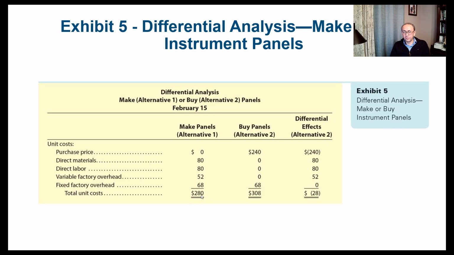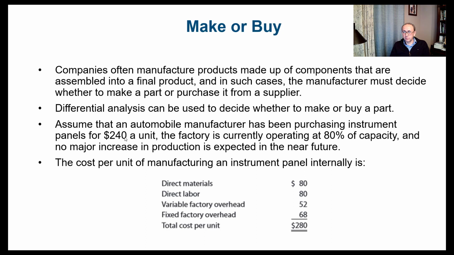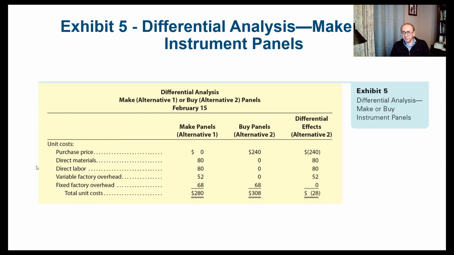Don't compare the 280 to the 240, which is the purchasing price from the suppliers. Why? Because there's actually a fixed cost that has to be added to the purchase price in case of buying it from a supplier. So under alternative 2, the purchase price is 240. Direct material, labor, and variable factory overhead are all zeros because we are buying it, we're not manufacturing it. But the fixed factory overhead is never going to go away. That's a fixed cost, we're going to incur it anyway. So adding these together, you can see that the total cost now went up to 308.